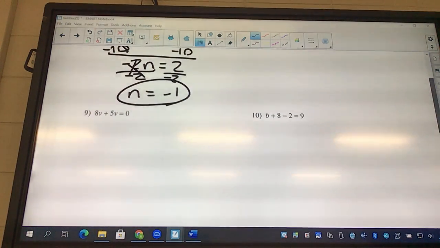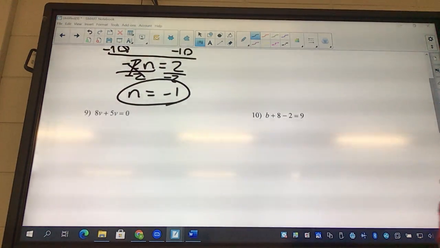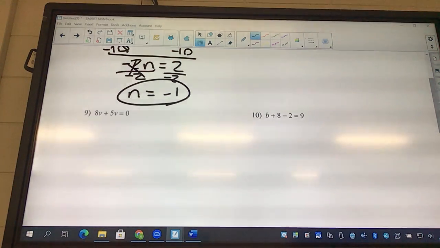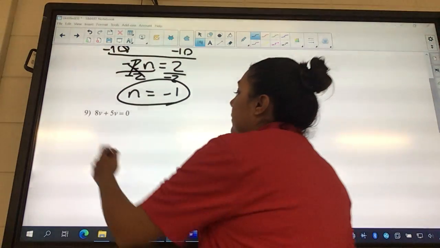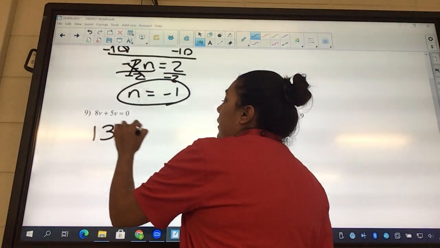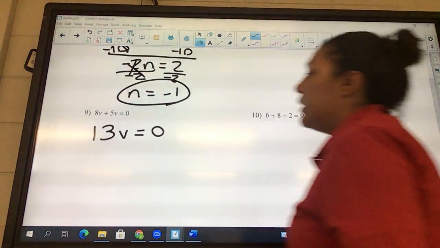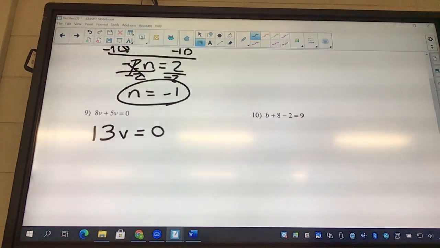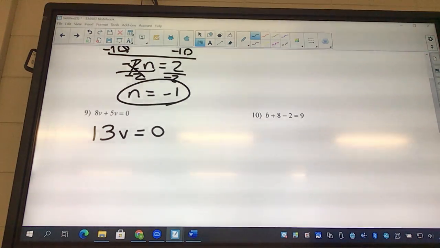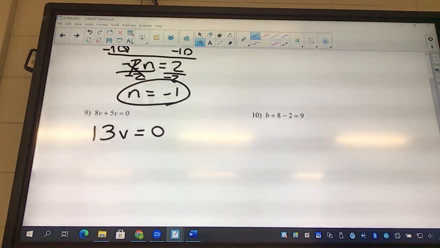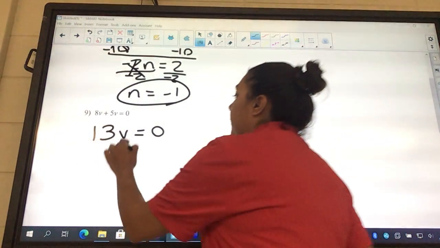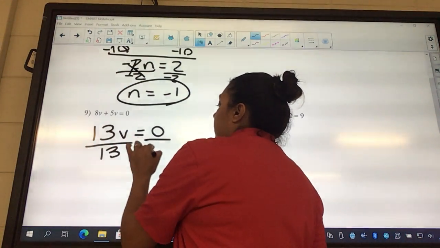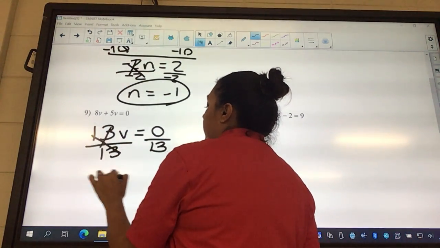Looking at 9, we combine our like terms. I have an 8 and a 5, which gives 13, so I have 13b. We're ready to add or subtract the kid, but these don't have any kids. So our next step is to divide. So I get b equals 0.